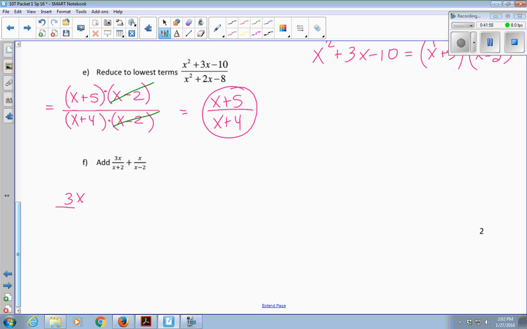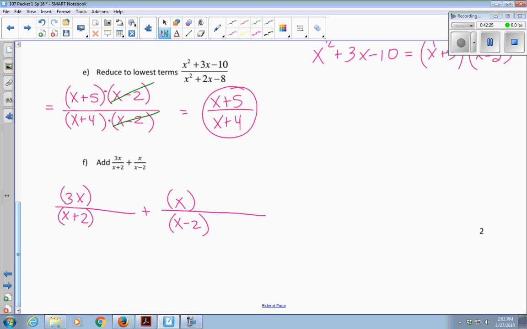So I'm going to just rewrite my problem, but leave myself some space, and add some parentheses so that I don't get mixed up here. All right, so what is my common denominator going to be? x plus 2 times x minus 2.